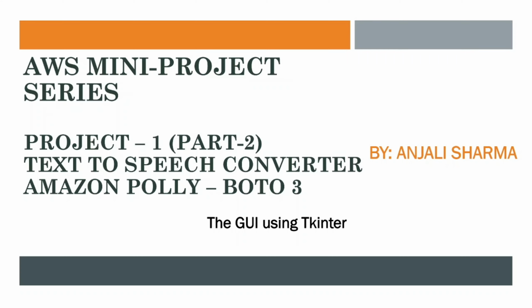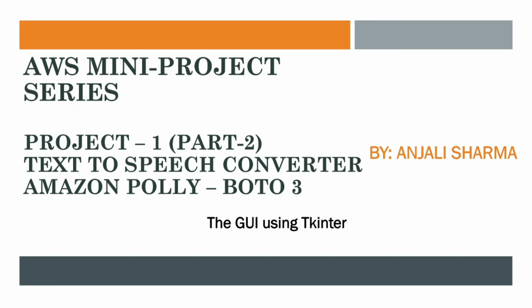As you know from the previous video, we have started the AWS mini project series in which we will be doing small codes which use AWS services to make certain mini projects. Now this is part 2 of project 1, in which I discussed a brief introduction of Amazon Polly. In this second part I am going to discuss the GUI which I am going to design, in which I will be writing a text, and then in the third part I will be using Amazon Polly to convert that particular text into speech, right?